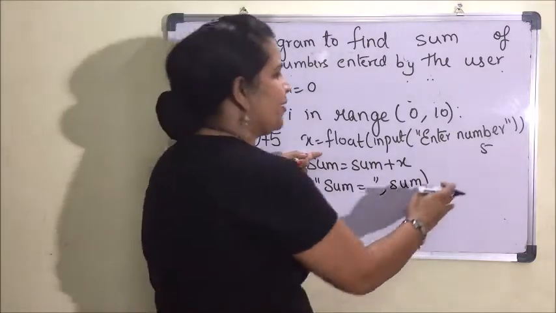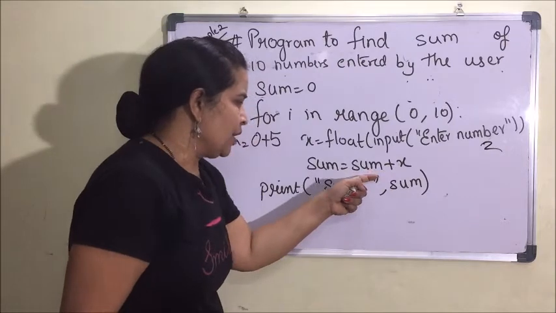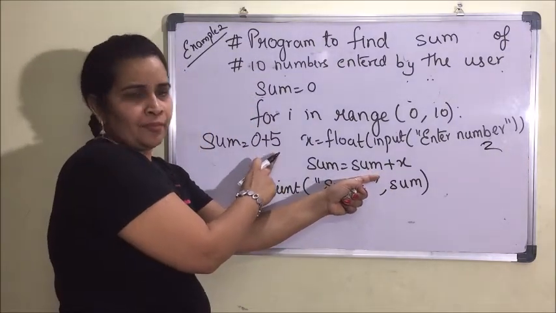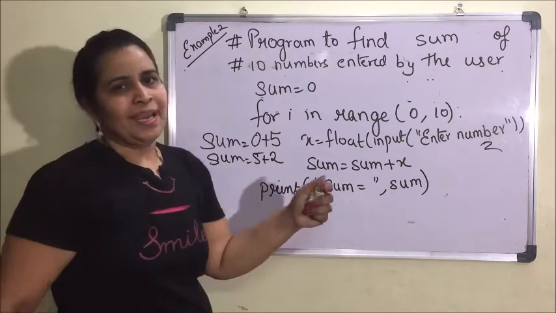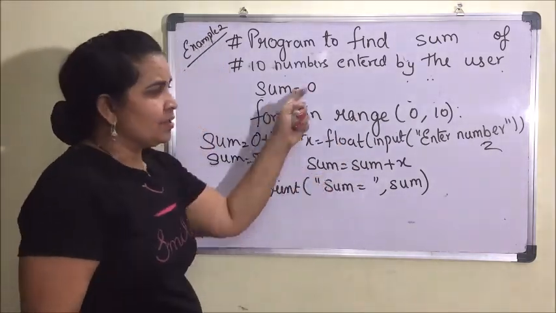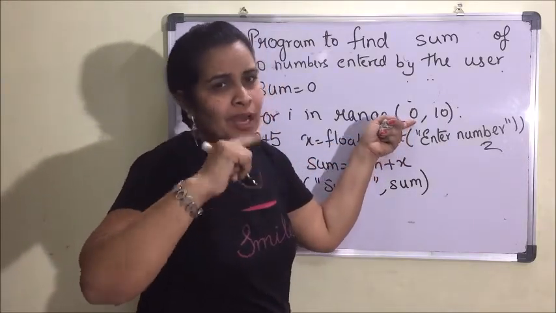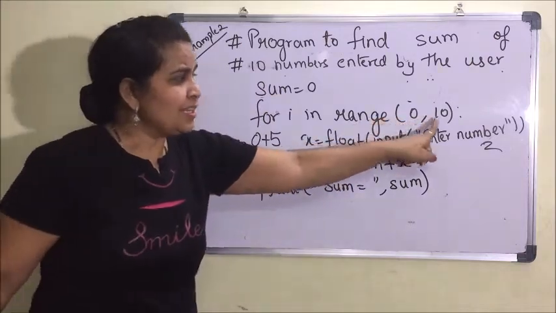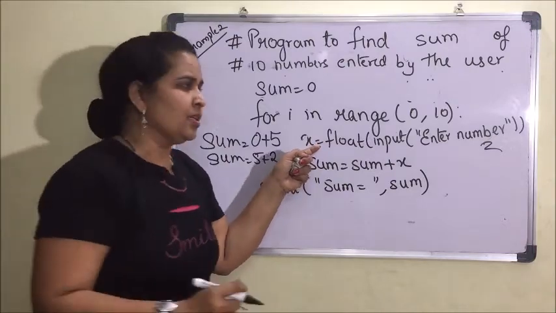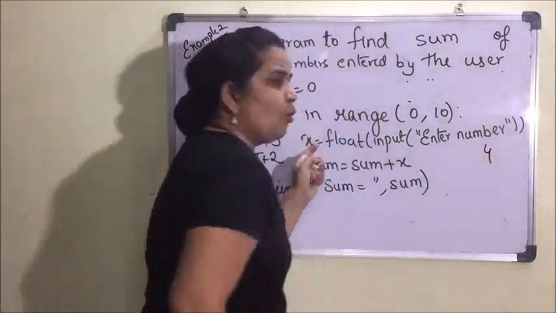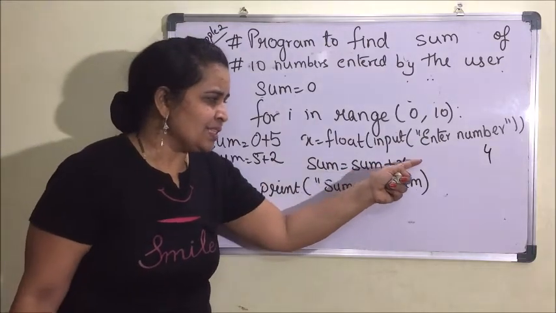Enter the number. Suppose I have entered 2. Sum is equal to sum plus 2. Now the value of sum is 5, so now sum will become 5 plus 2, that is 7. Again i is now 1, now it will increment by 1, so i will become 2. And 2 is still less than 10. So again it will come inside, enter number. Suppose I have again entered 4. It will come here. Sum is equal to sum plus x.